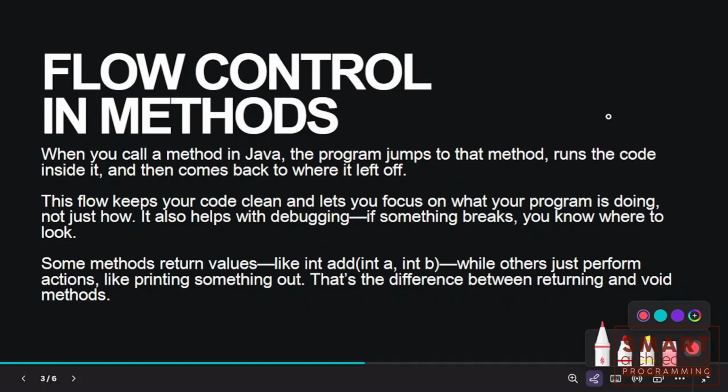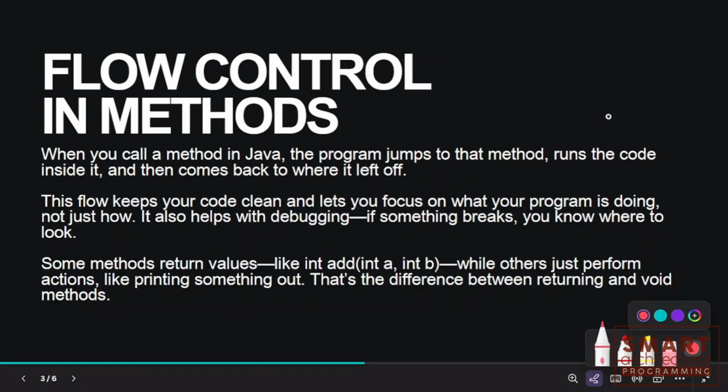So you call a method, it jumps to that block of code, runs that block of code, and whatever information you wanted to compile or whatever result you needed is sent back to where you called the function, and it continues running the code, basically. So this flow helps you keep your code clean and lets you focus on what your program is doing, not just how. It also helps you with debugging. If something breaks, you know where to look for it.